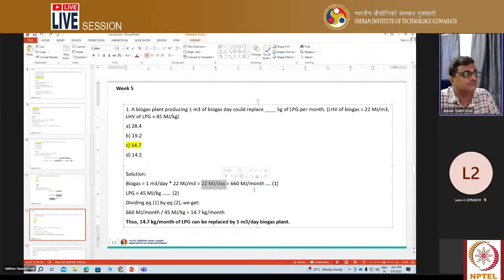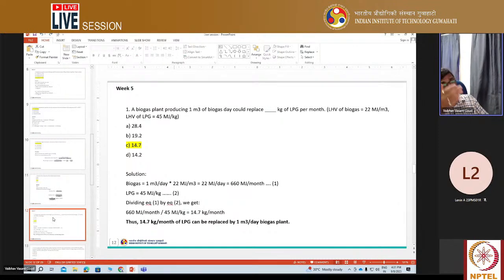And then you can convert it into a per month basis also if you require. And the LHV value of LPG is given as 45 megajoule per kg. So once you divide these two, we get the value of 14.7 kg per month. So that means this much kg per month of LPG can be replaced by a 1 meter cube biogas plant. So another very simple example. And if you remember, we already solved this kind of example in the practice session as well.